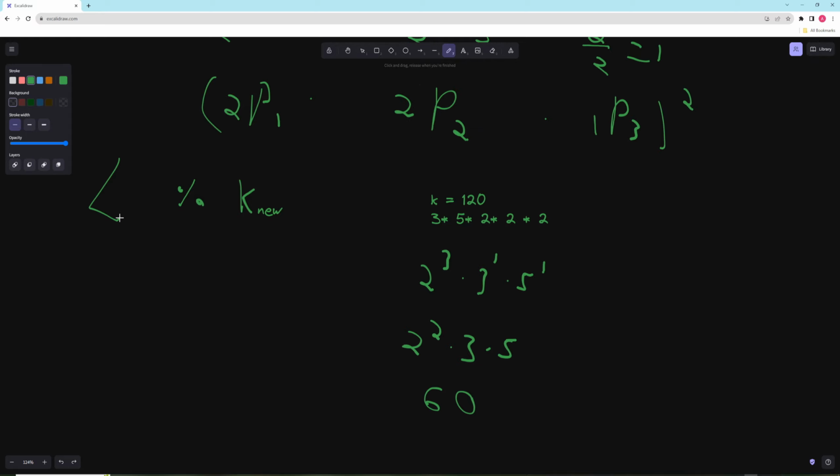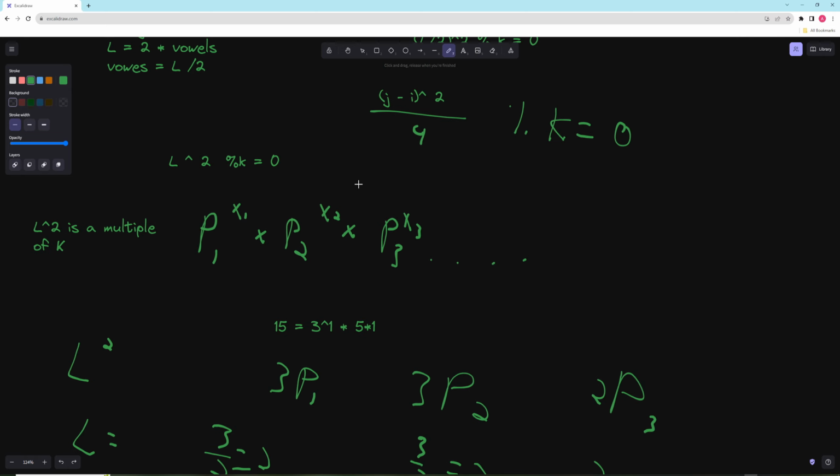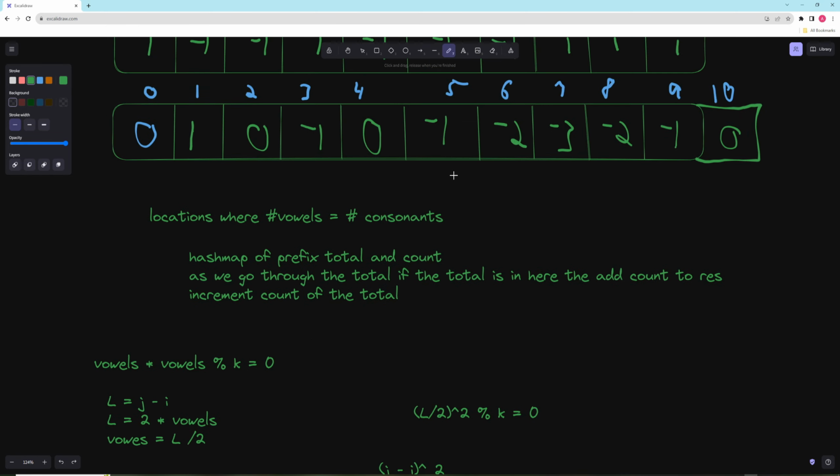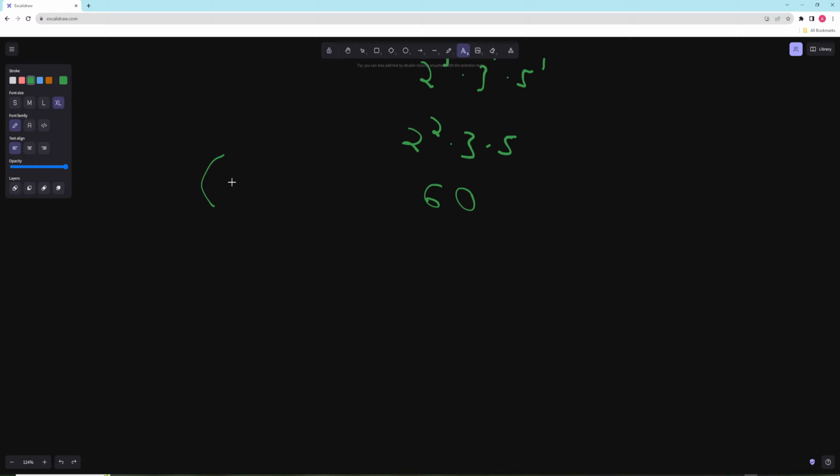So remember the length of L was just j minus i, right? Where it's like our last index in this prefix sum. So if we go back up, it's just our last index in the prefix sum minus the first index. Like that's the length of the string, right? So it'd be like 5 minus 1 and so on. So now, if we have that, this is totally doable now.